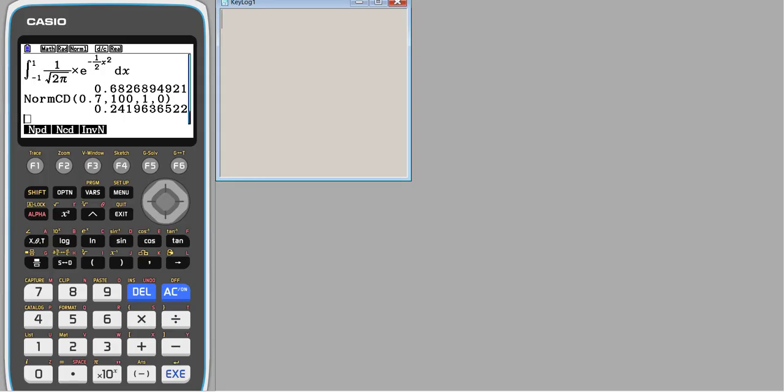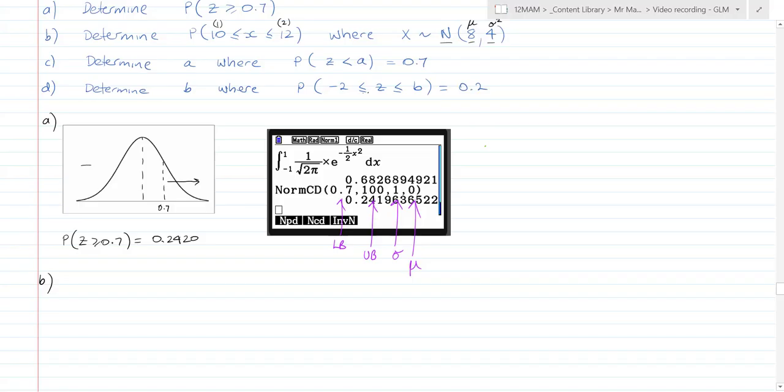So we're getting our NCD again because it's a cumulative. Our lower value is 10, our upper value is 12, our standard deviation is 2, and our mean is 8, and our answer is 0.136. So I go back here, probably that x is greater than or equal to 10, less than or equal to 12, is equal to 0.136. That's B.